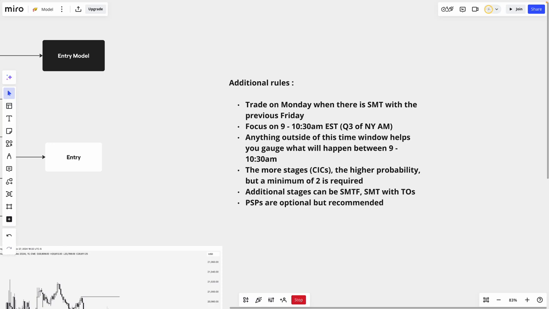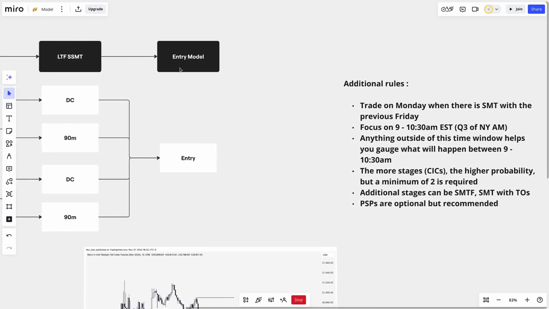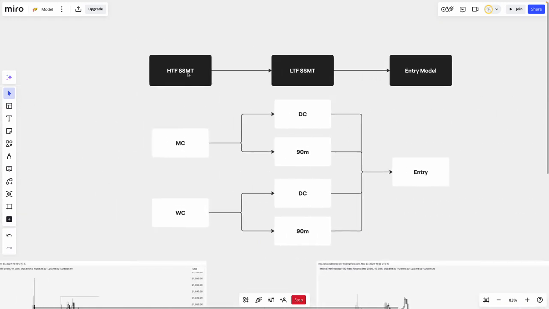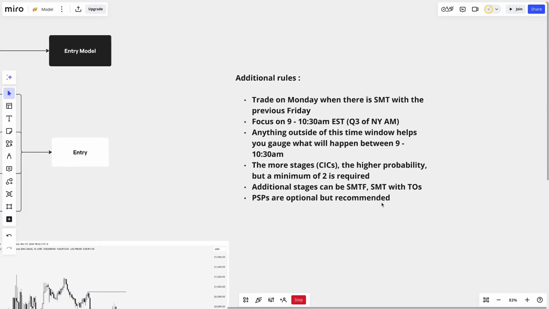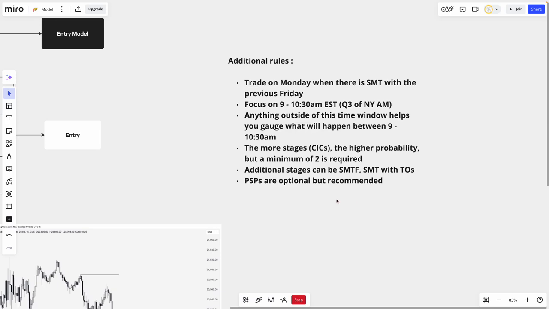The more stages of cracks and correlations that we have, the higher probability the setup is going to be. But we need a minimum of these two stages, a higher time frame sequential SMT followed by a lower time frame sequential SMT. And then of course we can have additional stages which are going to make it higher probability, such as our SMT fill, SMT with true opens, even SMT market structure shift, a whole bunch of different kinds of cracks and correlations that we have.